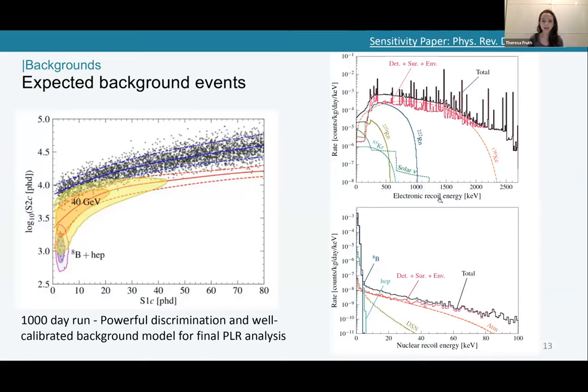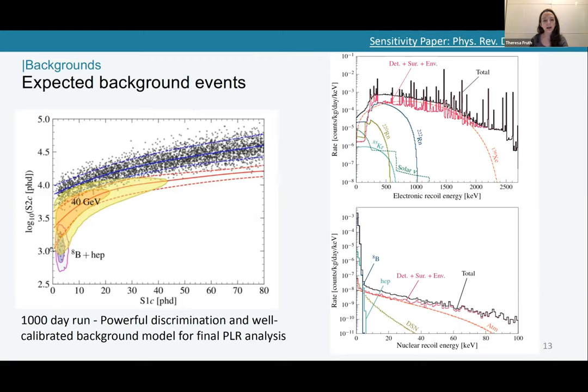And that leads us to our expected background events. This is for a 1,000-day science run, which is the estimated run for LZ. On the left-hand side, you can see in S1 and S2 space all the events we would expect. And on the right-hand side, it's shown as background events in terms of electron recoils and nuclear recoils and the different contributions to the backgrounds there. But what we can take from this is that we would expect most of our backgrounds to lie up here in the electron recoil band. To make it easier to see where we might expect a signal, we show here the 40 GeV WIMP. And boron-8 neutrinos would be super interesting to also see, which is kind of a background, but also a signal interesting to look for.